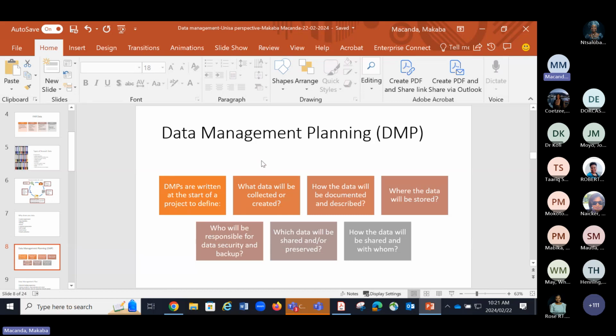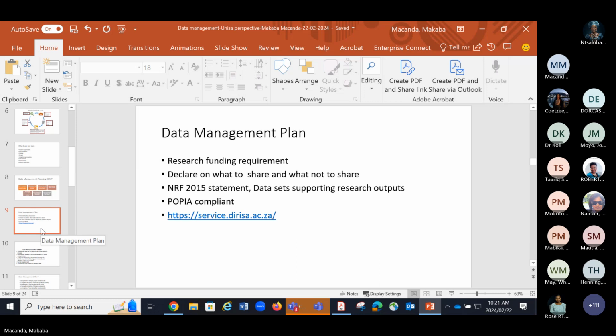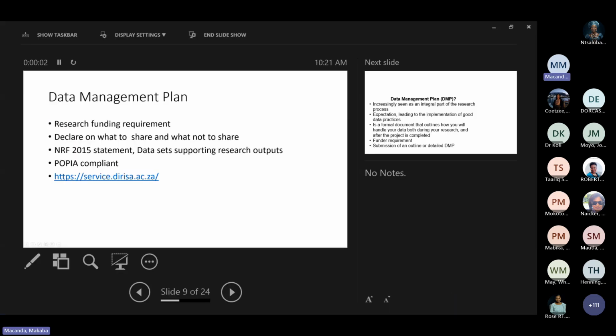The data management plan talks about what data will be collected or created, how the data will be documented or described, where the data will be stored, who is responsible for data security and backup, which data will be shared or preserved, and how the data will be shared and with whom. It ensures the research funding requirements are met, and it declares what to share and what not to share, and the reason for that.